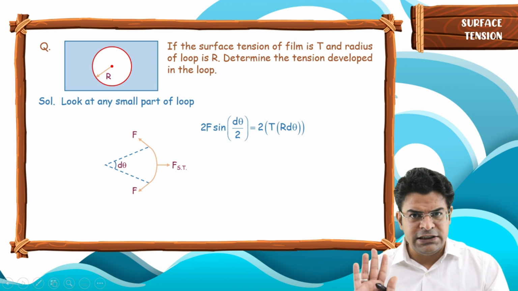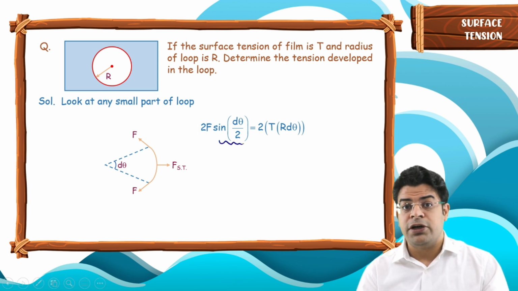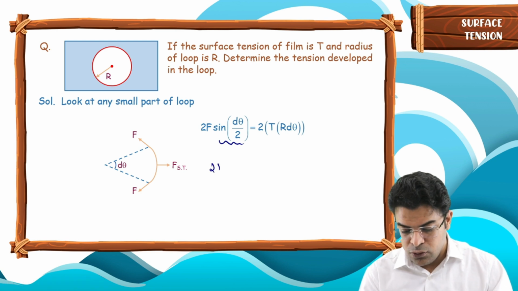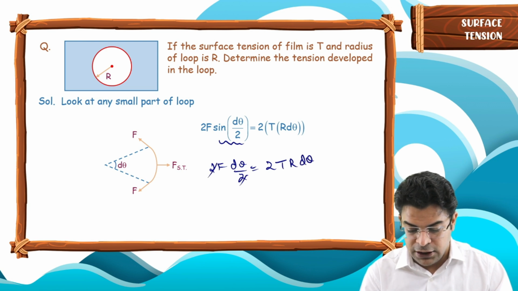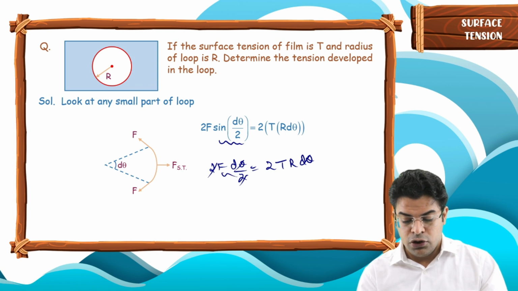Now this is easy and done. For small value of theta, sine theta can be approximated to theta. So here you will get 2f d theta by 2 equals 2tr d theta. Cancelling out 2 and d theta and d theta, you will get f equals 2tr.